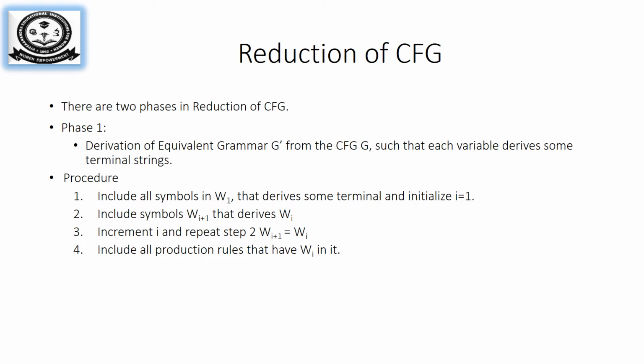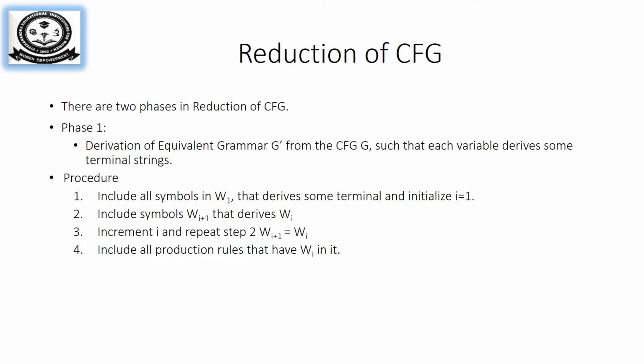There are two phases in the reduction of context-free grammar, phase 1 and phase 2. This is the algorithm or procedure. In phase 1, we try to find an equivalent grammar G dash for the given context-free grammar G, such that each variable derives some string. So you try to find the non-terminal symbols that are used to derive the terminal symbols. What is the procedure for that? We will follow four steps here.